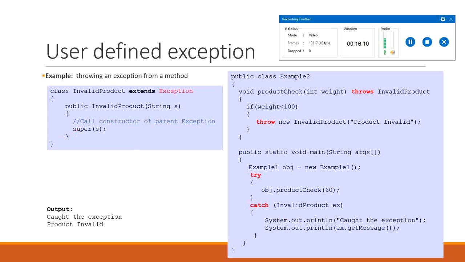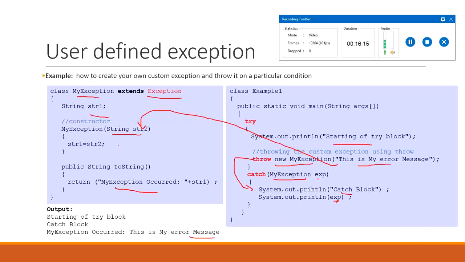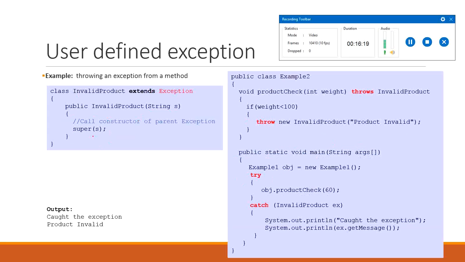Alright, in this example I have created again a parameterized constructor. Instead of equating some strings, you can use the super keyword to call the parent class exception. Here, instead of age, we are using weight. We have a method product weight, and it throws InvalidProductException, which is my user defined exception. If weight is less than 100, then this exception will be thrown and it will print this message.